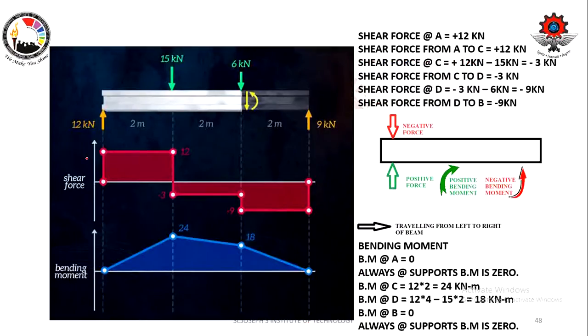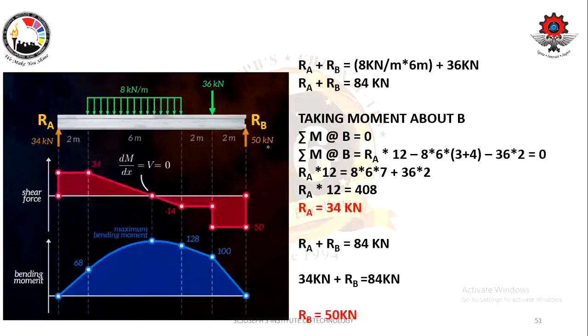If you want, I will show you. See, this traveling from left to right follows all these conditions. That is, upward force is positive, downward force is negative, clockwise is positive and anti-clockwise is negative. This is what we are going to apply there. Keep it in mind that upward force is positive, downward force is negative, clockwise is positive and anti-clockwise is negative, right? Okay. Now this RA into 12.